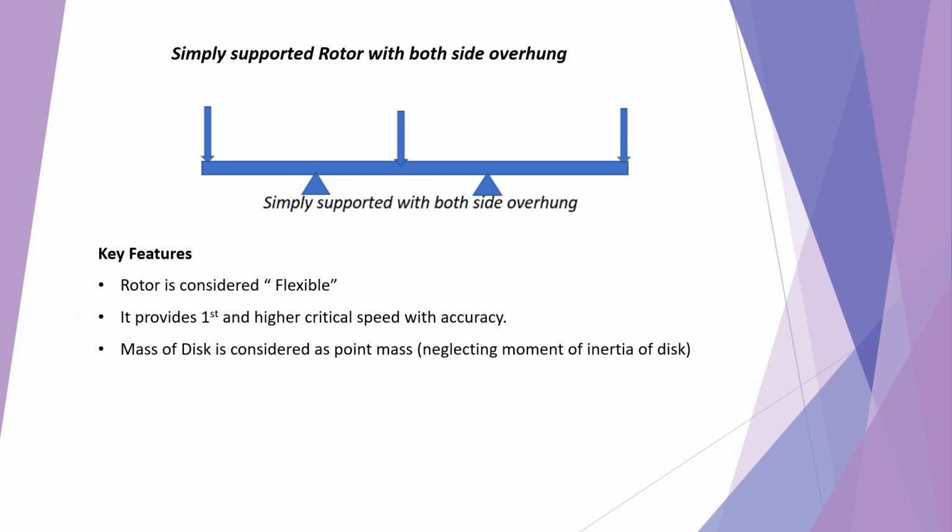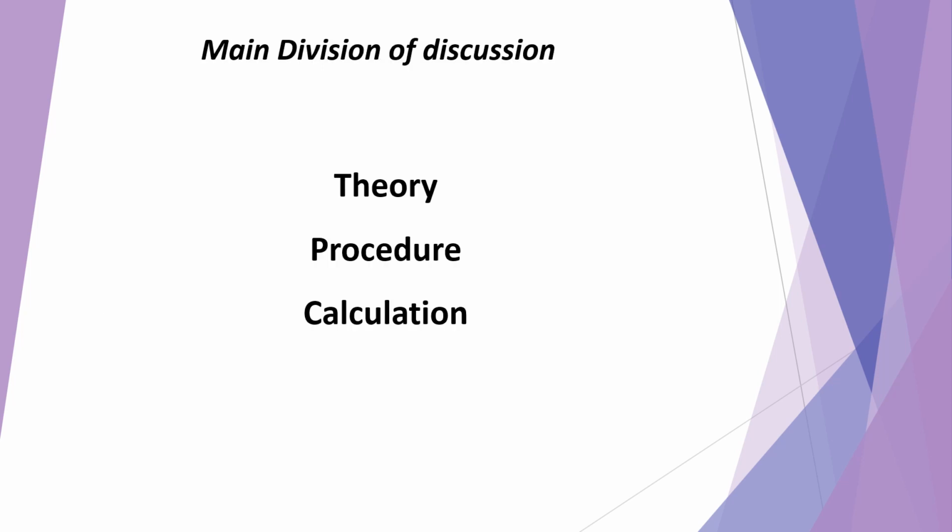This is a general method which provides first critical speed as well as higher mode of critical speed with great accuracy. And another assumption is the moment of inertia of disk is not considered, that means mass of disk is considered as a point mass. With that assumption, we can calculate the critical speeds.